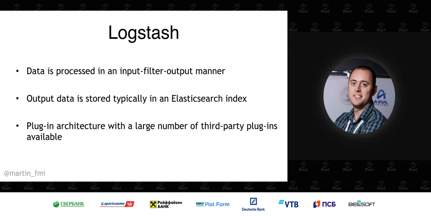Logstash works in a manner of input, filter, output pipeline. So we have different data sources that are integrated with Logstash in terms of Logstash input plugins. We also have filter plugins that allow us to process the data that we ingest into Logstash, and we can output that data into a variety of data sources. One of the most popular types of data source that we can write data from Logstash is, of course, Elasticsearch.